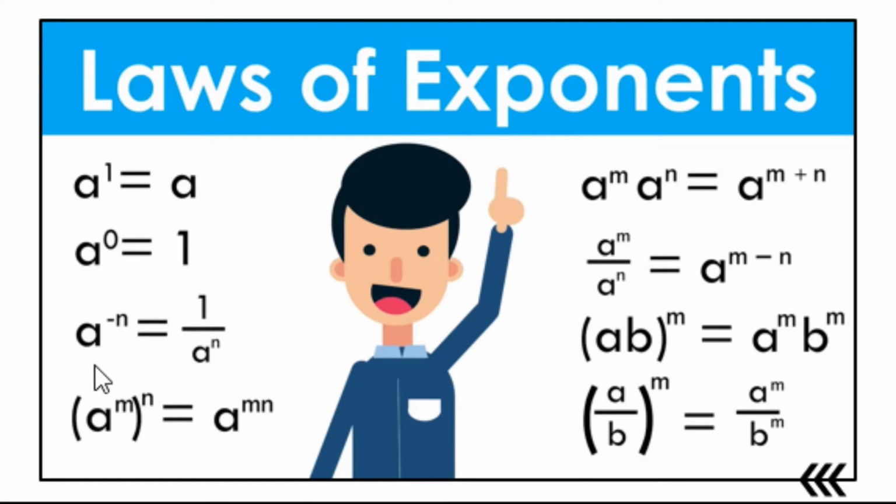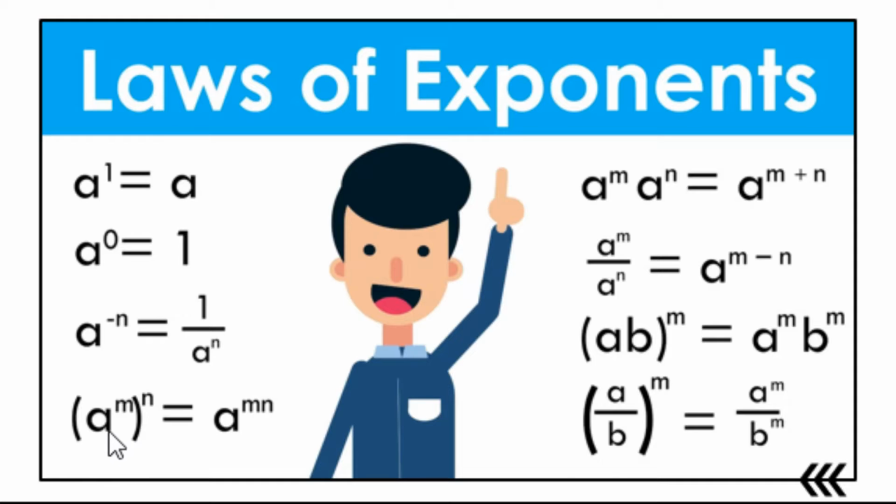The third law is the negative exponent. So we have a raised to -n is equal to 1 over a raised to +n. So if you can observe, if we have negative exponent, we'll just be getting the reciprocal of that number and make the exponent positive. So say for example, we have 5 raised to -2 is equal to 1 over 5 squared, or 1 over 25.